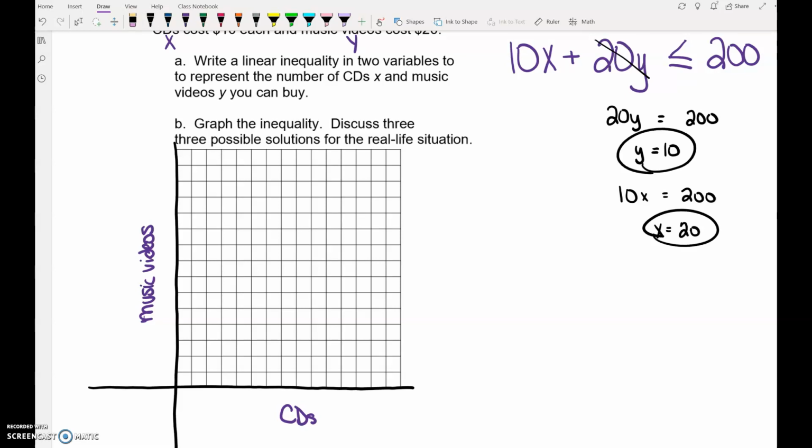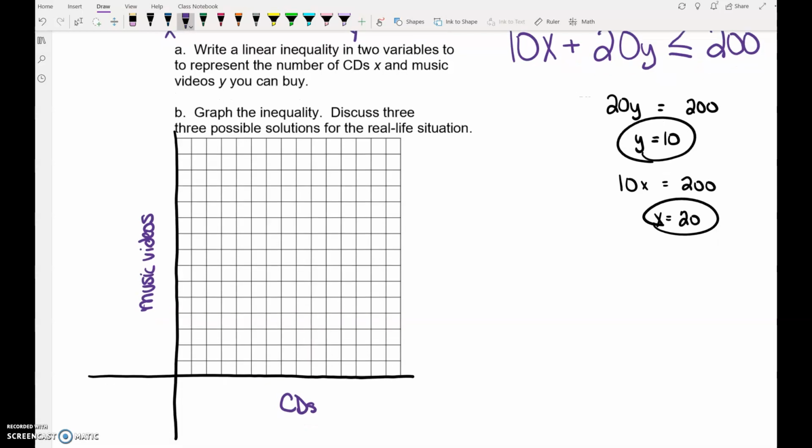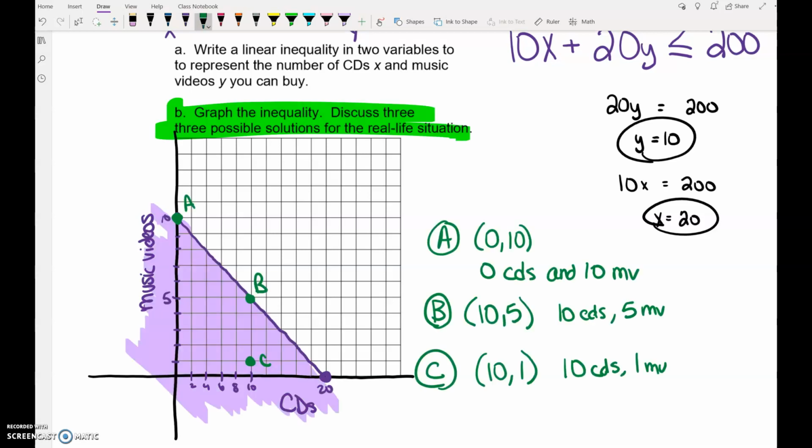So take a moment, we need to graph our x and our y intercepts. My x-intercept is 20, and I don't think that I have 20 spaces here, so I'm going to count by 2s. 6, 8, 10, 12, 14, 16, 18, 20. I'm running out of space. Oh no.